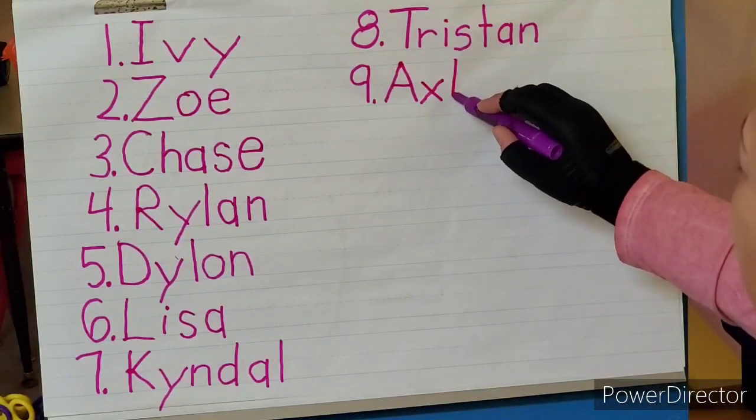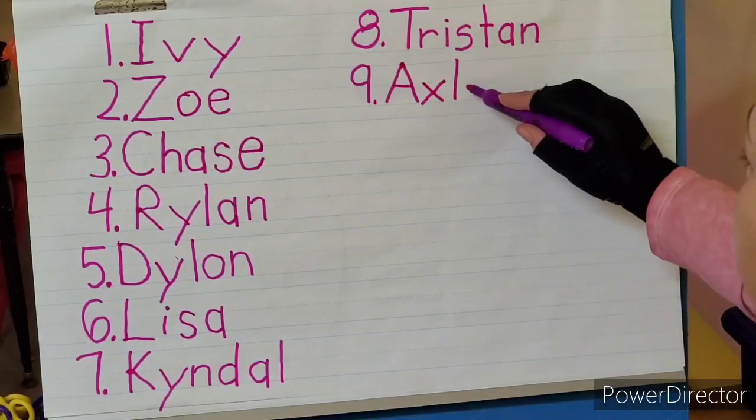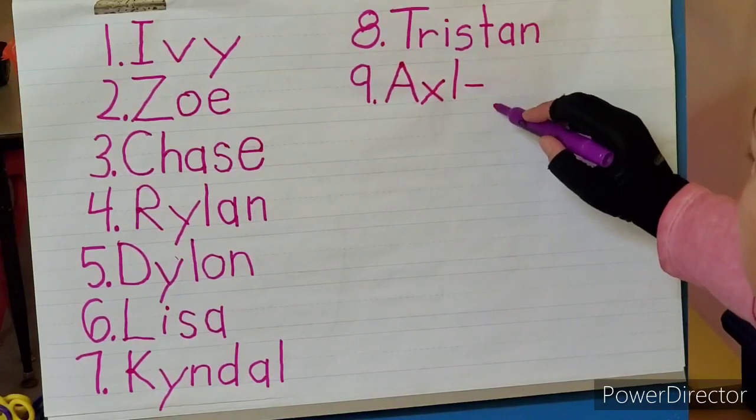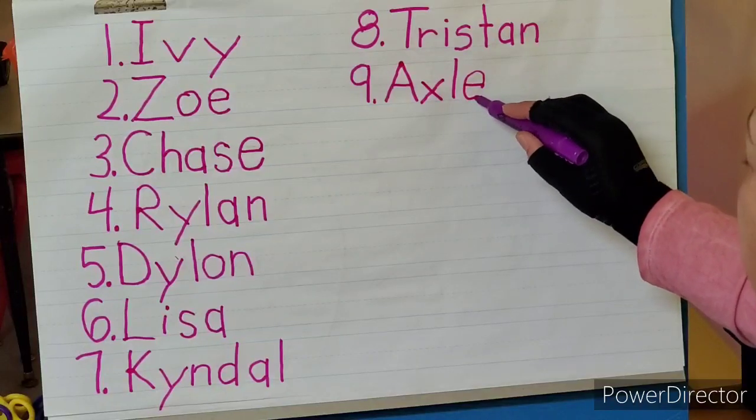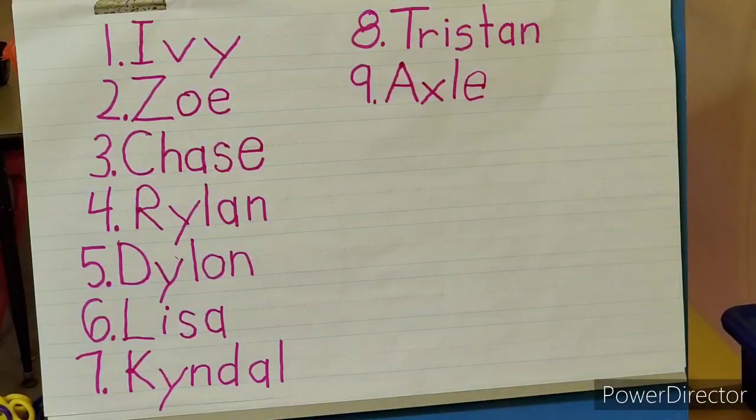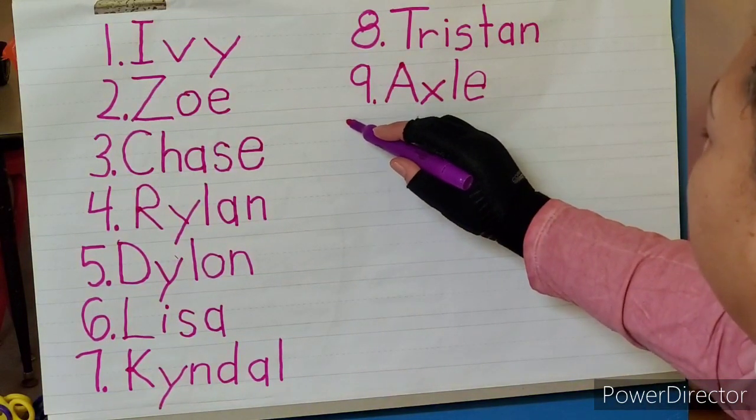A long vertical line for the letter L. A short horizontal line. And we're going to curve up, come around for the letter E. Whose name is that, friends? Axel! You guys are reading so well.